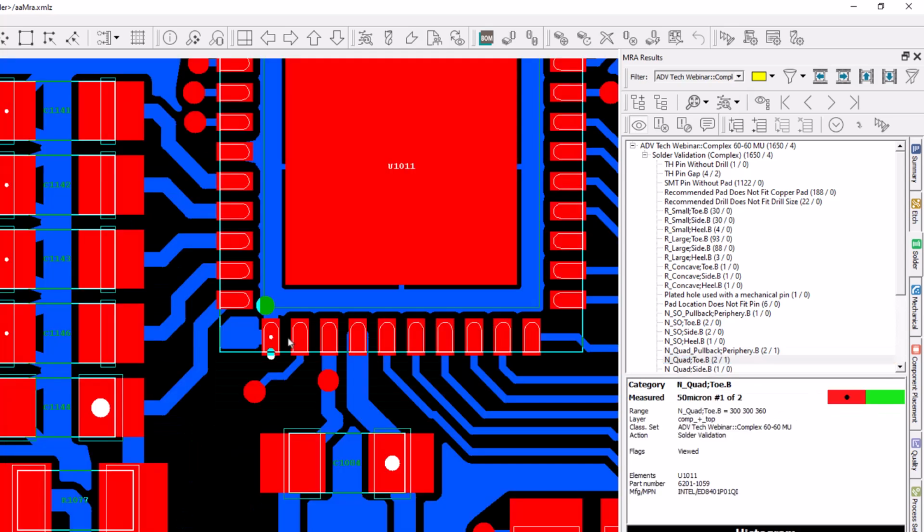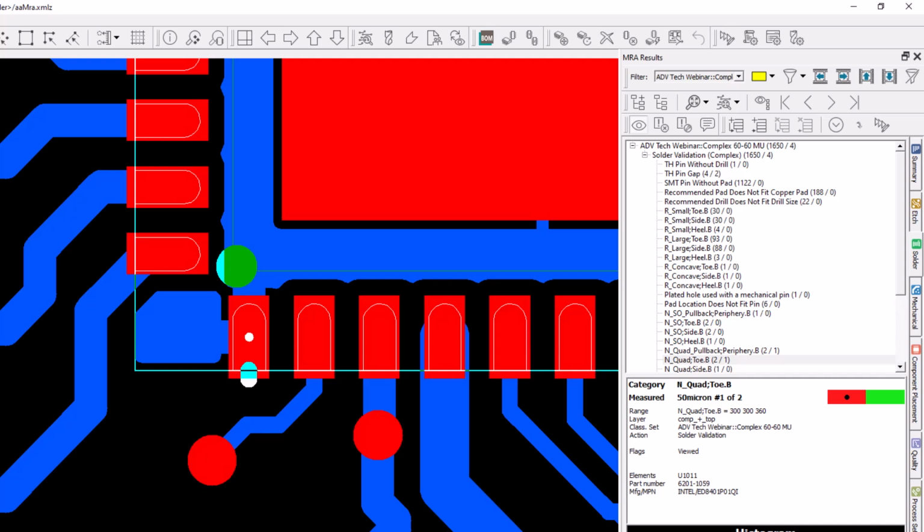Sticking with this same part, we can also see that there is a problem with the toe distance of the pins. I am measuring the toe distance using IPC 7351 Level B spec. These soldering requirements can be set in the Analysis Definition Manager. Here we see that I should have a 300 micron toe, but the measured value is only 50 microns. Again, it's time to talk to the librarian, since this will surely cause issues during the reflow process.